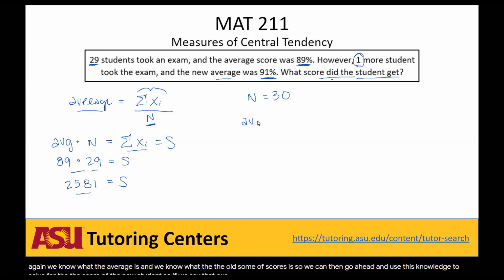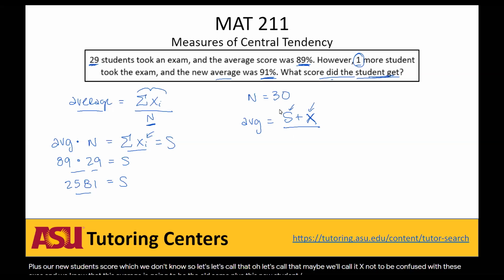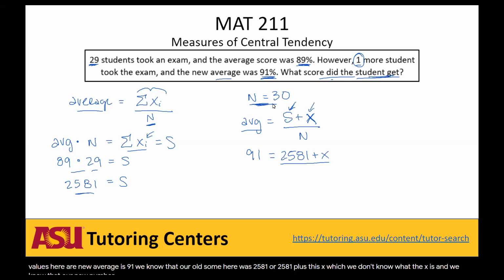So if we say that our average here is equal to, again, our sum, which in this case is going to be S plus our new student score, which we don't know. So let's call that, maybe, X, not to be confused with these X's. And we know that this average is going to be the old sum plus this new student divided by the new number of students. So we can fill in our values here. Our new average is 91. We know that our old sum here was 2581, plus this X, which we don't know, and we know that our new number of students is 30.